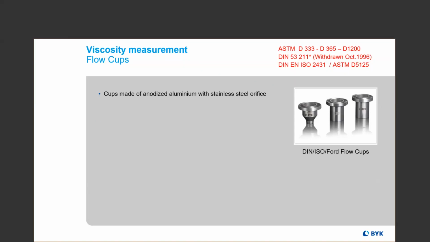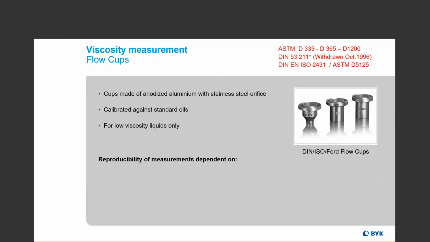So our flow cups are made of anodized aluminum with a stainless steel orifice. They're calibrated against standard oils. And as mentioned, they are for fairly low viscosity liquids only. If the liquid is too viscous, too thick, you won't get that laminar flow, that unbroken flow of liquid, and this type of measurement method won't be suitable.